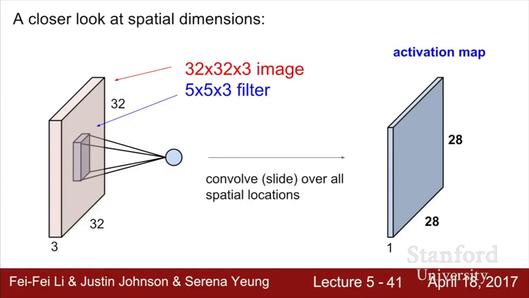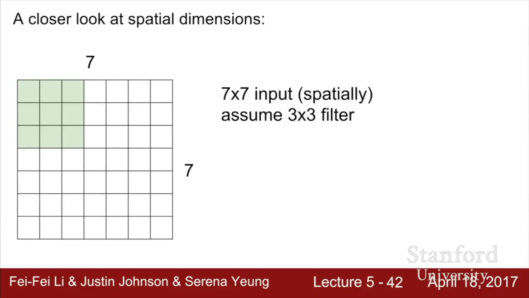Okay, so now let's work out some examples of how the spatial dimensions work out. So let's take our 32 by 32 by 3 image as before, right? And we have our 5 by 5 by 3 filter that we're going to slide over this image, and we're going to see how we use that to produce exactly this 28 by 28 activation map. So let's assume that we actually have a 7 by 7 input, just to be simpler, and let's assume we have a 3 by 3 filter.